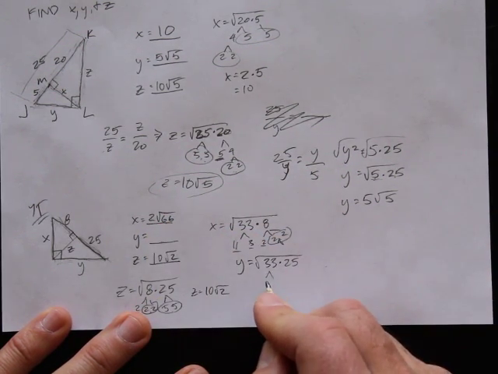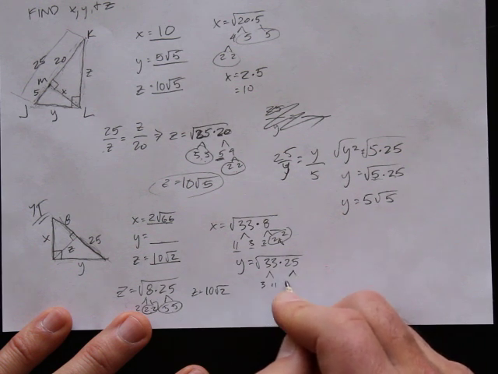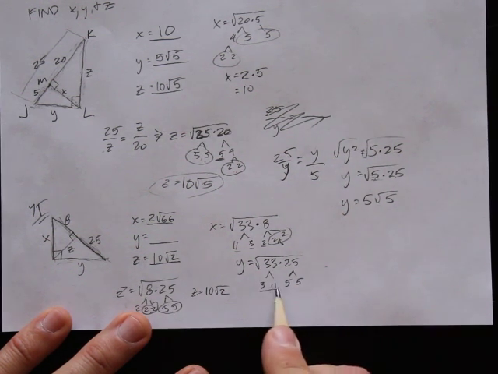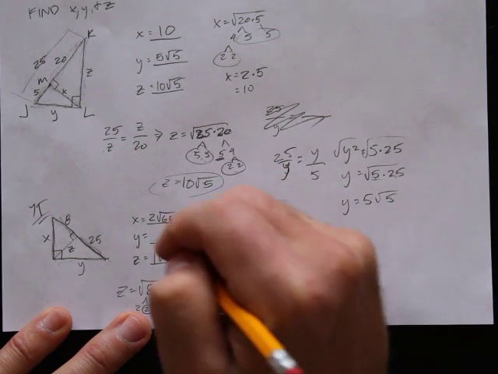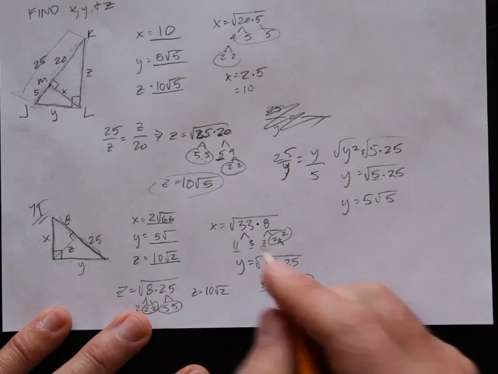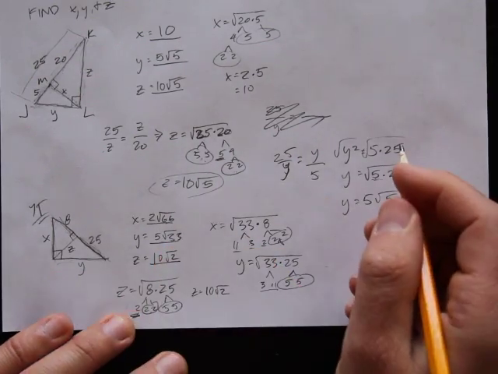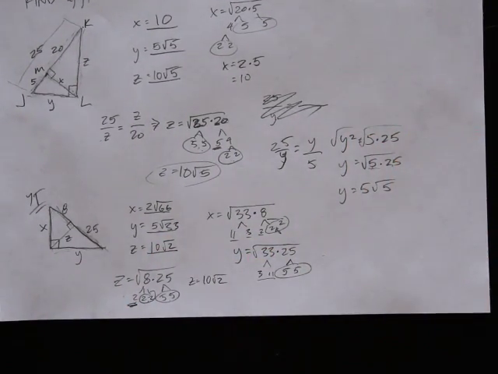Y, let's try this one. This is 3 times 11, and this is 5 times 5. The 33 stays, the 5s go, square root of 25 is 5, so I end up with 5 times the square root of 33. And that is 8-1 geometric mean.